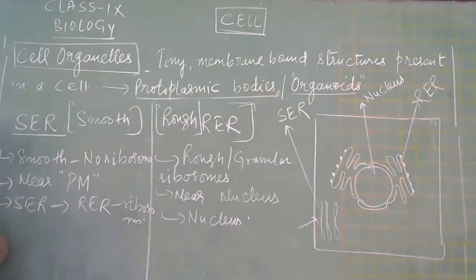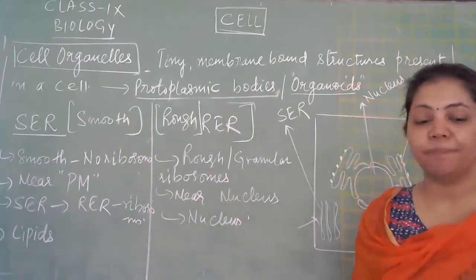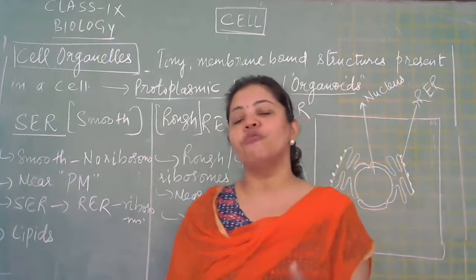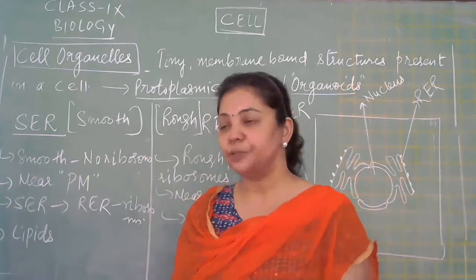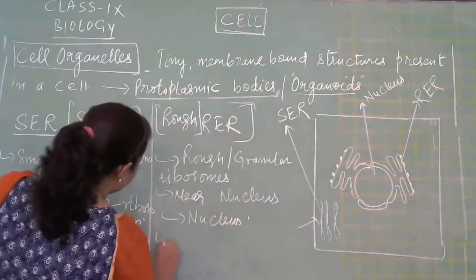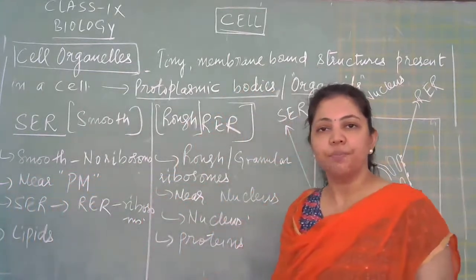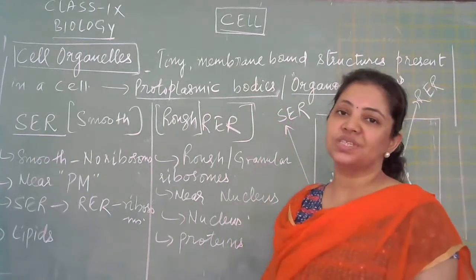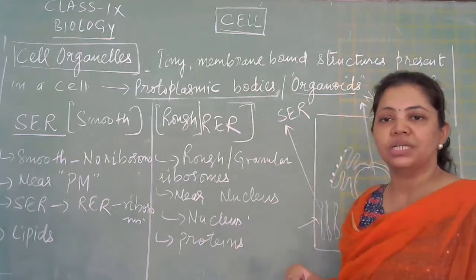Another is smooth endoplasmic reticulum. They basically synthesize lipids. And about lipids, you might have got an introduction while studying the structure of plasma membrane, that lipids are complex kind of fat molecules, right? Rough endoplasmic reticulum, they synthesize proteins. Now, why rough? They contain ribosomes, and the main function of ribosomes is to synthesize proteins. So, the main function of RER is to synthesize proteins, right?